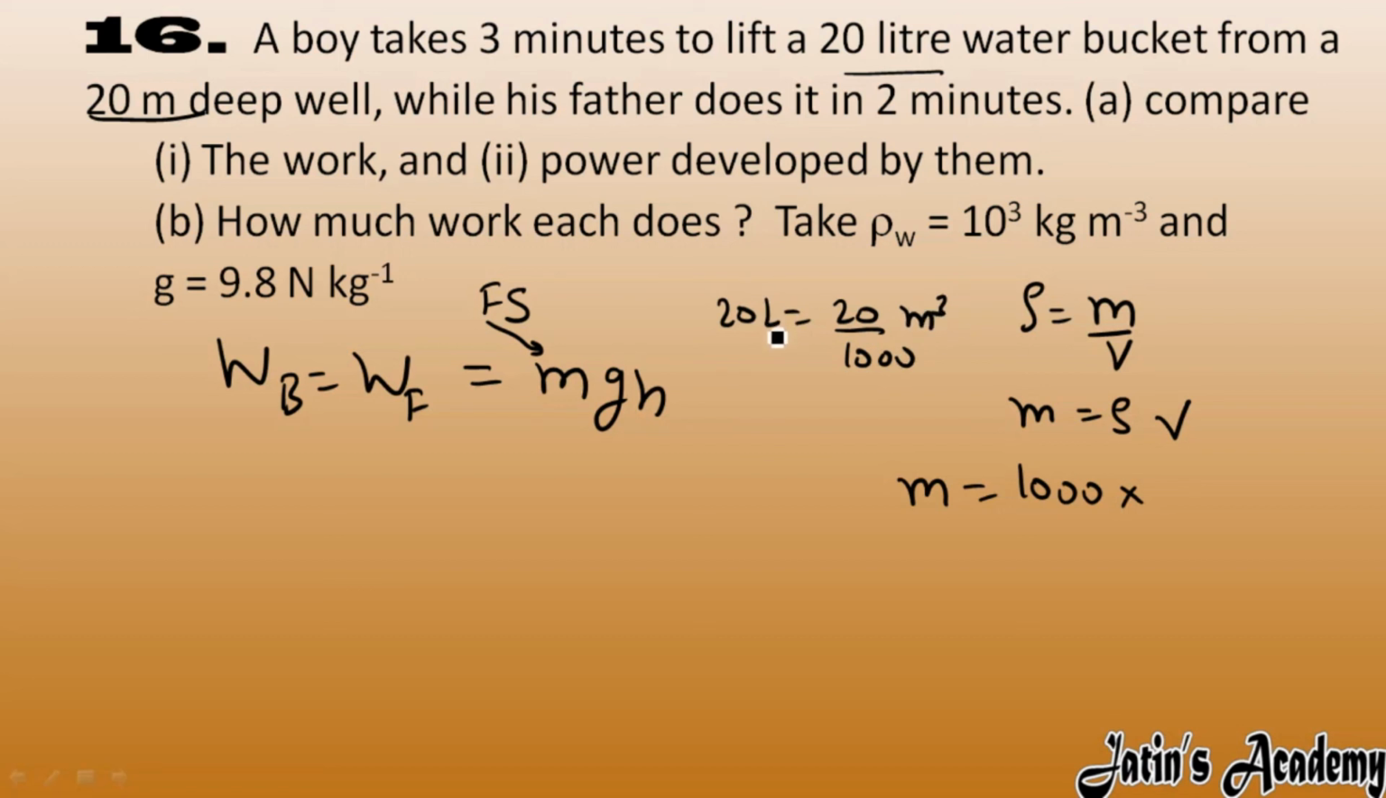Liter, how to convert it into SI unit? Meter cube divided by 1000. So 20 by 1000. So here we got mass as 20 kg. So mass we got 20 kg.